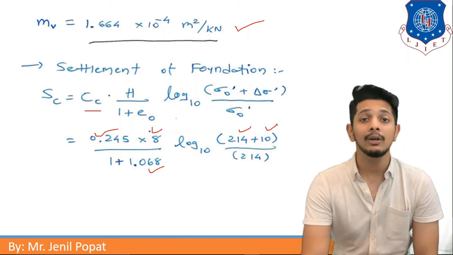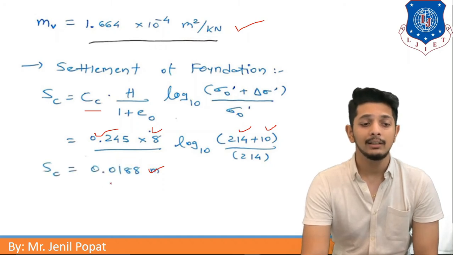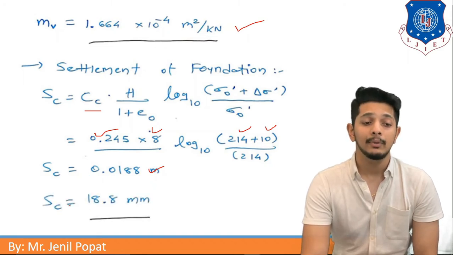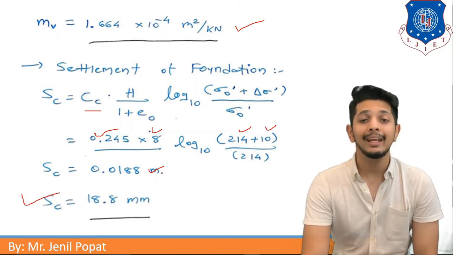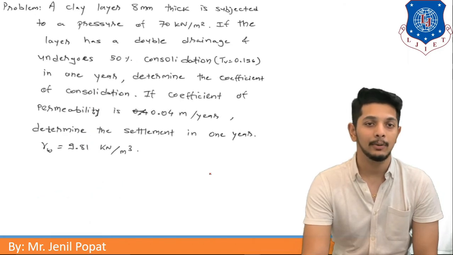So give your attention here. Here we should put the value of 10 and 214. The answer we are getting is 0.188 meters. Now converting into mm, the answer is coming out as 18.8 mm. So these are the answers for problem number 2. Let us move forward to the next problem.